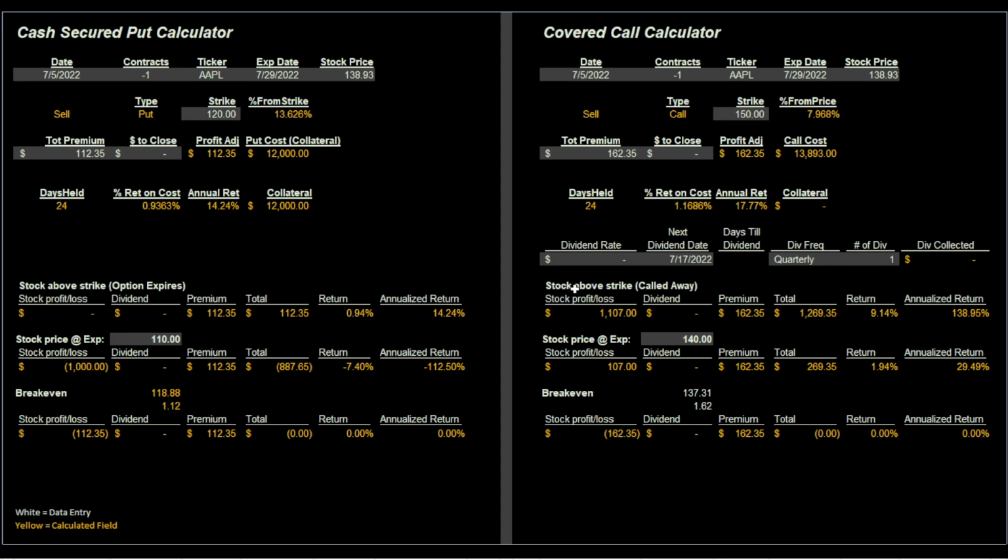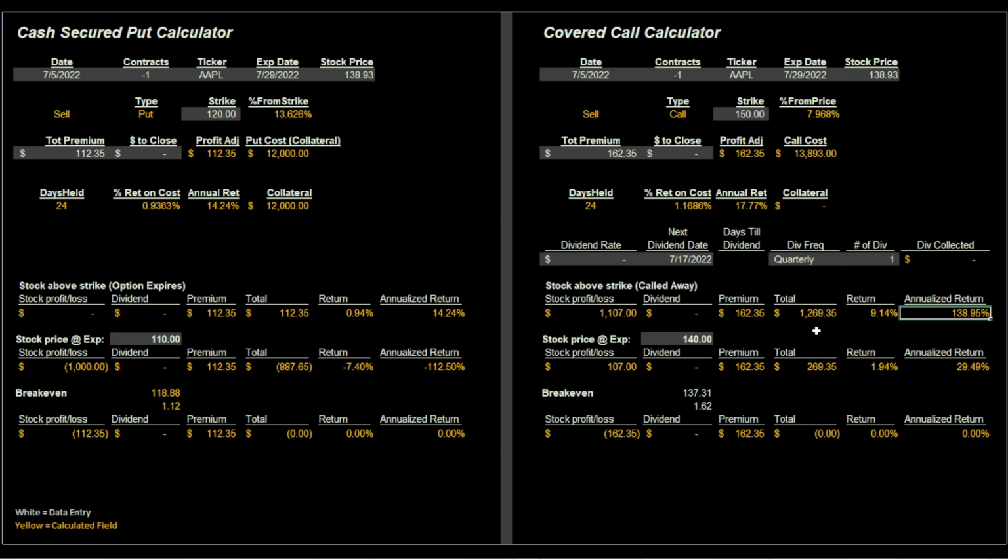The bottom portion down here is all about analyzing our trade again. So let's say the stock price is above the strike and it gets called away. In that case, anything above 150 and it's going to get called away, which means you would have made $1,107 from this price up to 150, plus you get your premium. So that's the total amount you collected. You made 9.14% on the money you had invested in this stock from that point in time. If you annualized it, it'd be 140%. Now, you can't really do this on an annualized basis, since you're looking at an individual trade, but I can still leave that in there.